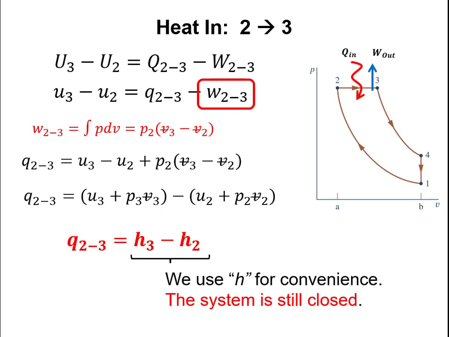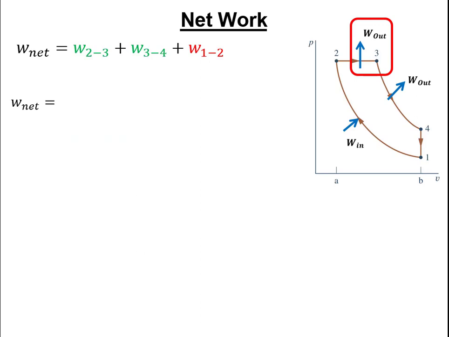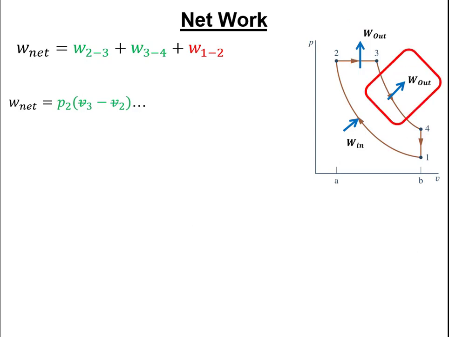So we're using H now, but that's for convenience and not as a signal that the system is open. So now I'm trying to find the net work. So the net work is going to be the work from 2 to 3, which I've already calculated, is P2 times V3 minus V2. I want to find the work as I move from state 3 to state 4.